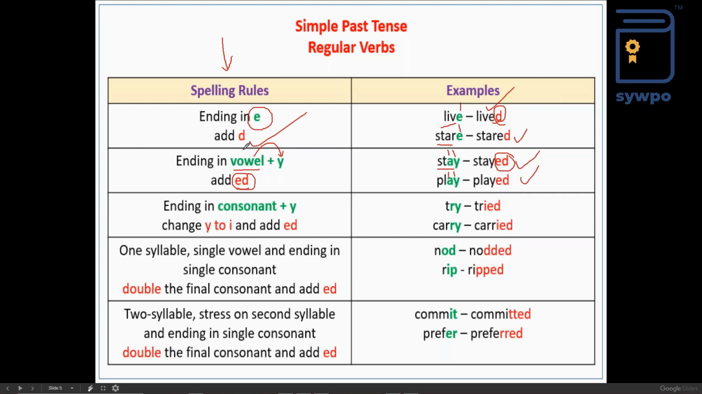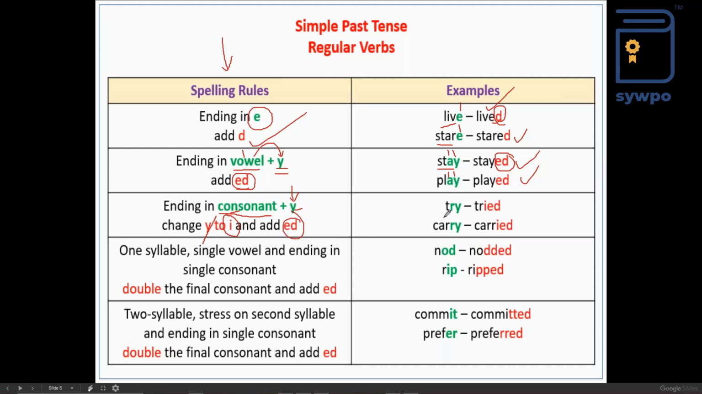Because the words are ending in a vowel with Y. Okay. Number 3. The words which end in a consonant and after that you have Y. This was vowel. This one is about consonant. If you have a word that has a consonant and after that you have a Y, then what you do, you remove Y and add I. After that you add ed.